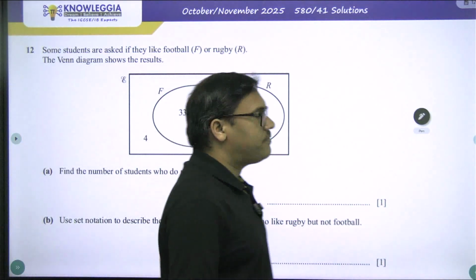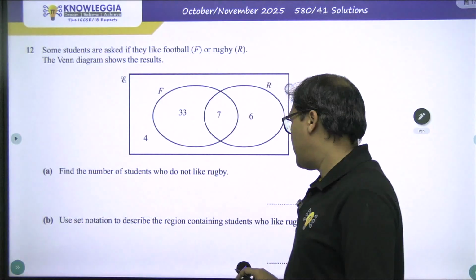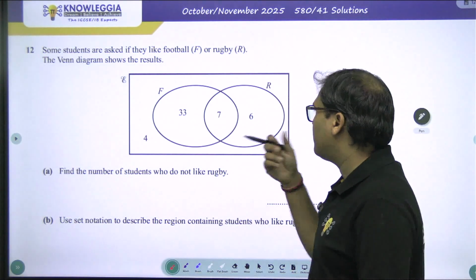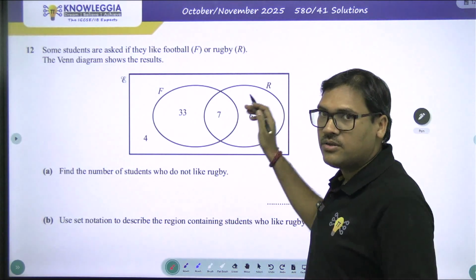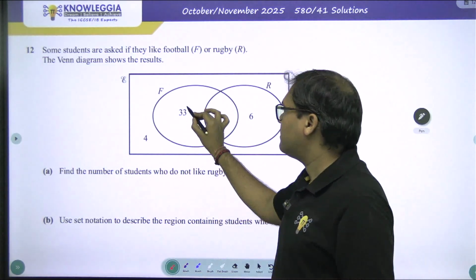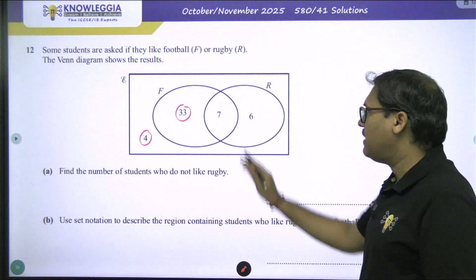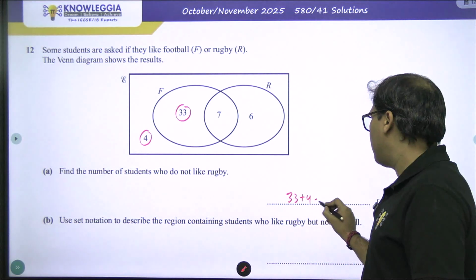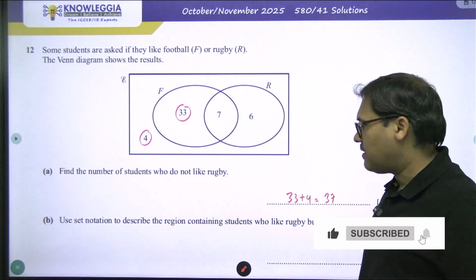Some students are asked, this is the Venn diagram, typical Venn diagram questions. Find the number of students who do not like rugby. So how many students do not like rugby? You can see this is the part of rugby. Correct? So how many are outside rugby? That is 33 students are here and 4 students are here, which are not liking any of the sport. So 33 plus 4, which is 37. So 37 is the answer. Okay?